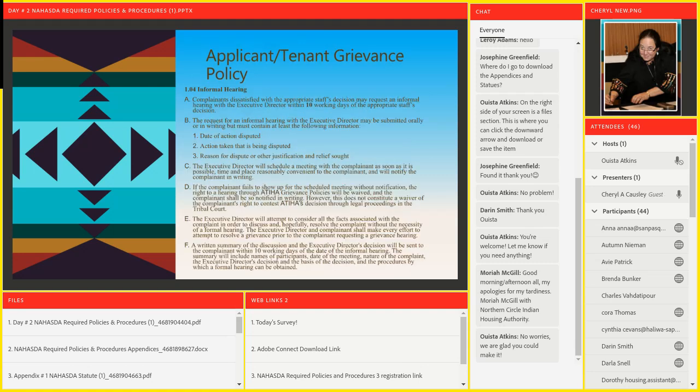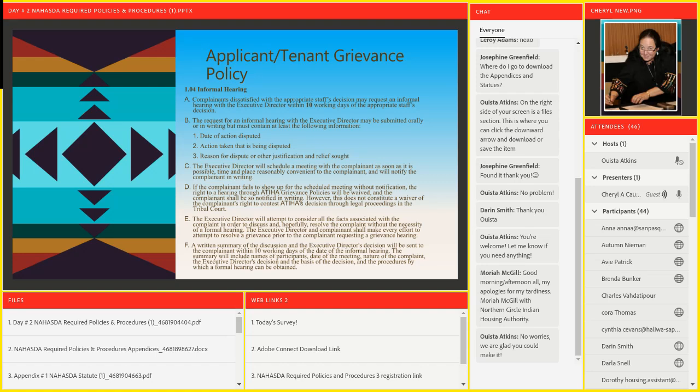An informal hearing. Complainants dissatisfied with the appropriate staff's decision can request an informal hearing with your ED within 10 working days of the appropriate staff's decision. The request for an informal hearing with the ED may be submitted orally or in writing, but must contain at least the following information: the date of the action disputed, the action taken that is being disputed, reason for the dispute or other justification, and relief sought.